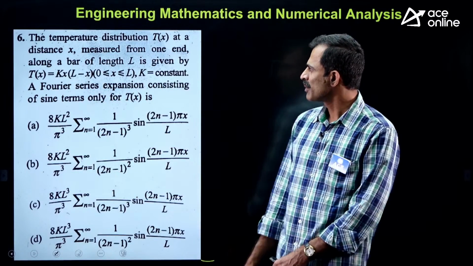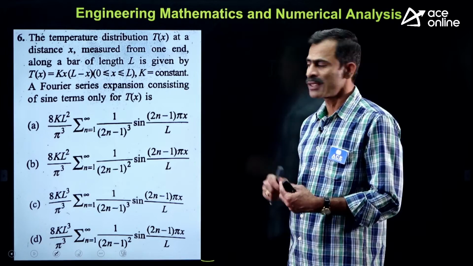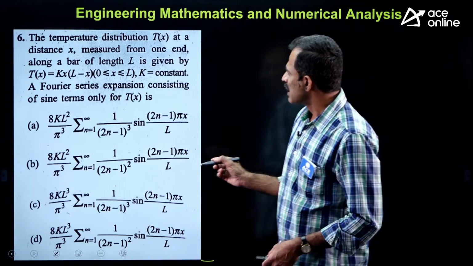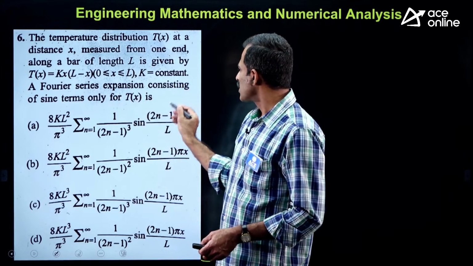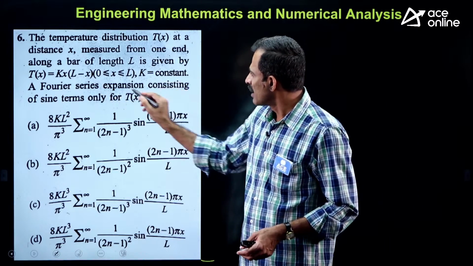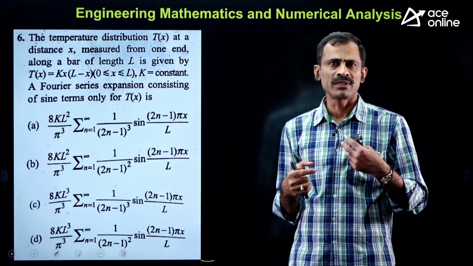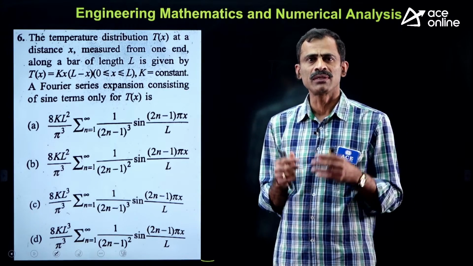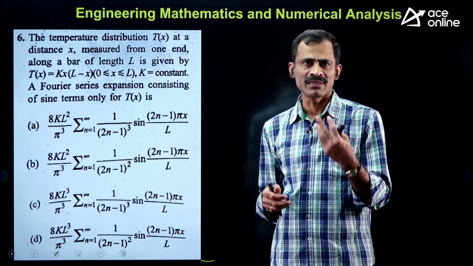Now let us start the question from Fourier series. It is a question from Fourier series. We are just asked to find the Fourier series expansion consisting of sine terms only in the interval 0 comma L. In the interval 0 comma L, if you are asked to find the Fourier series expansion that is the sine expansion, that is the same as the half range sine series expansion.